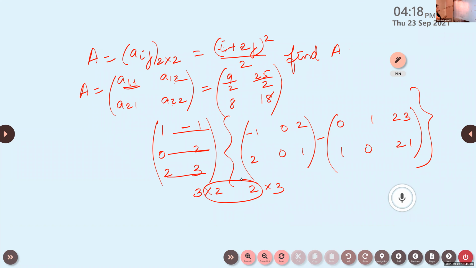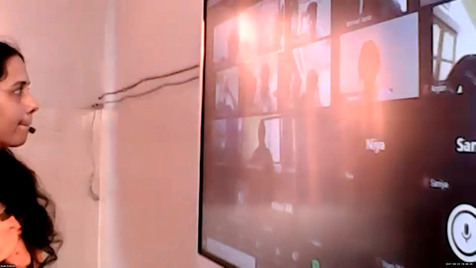Note, we are not writing steps and steps, but you have to think it and you have to do. Here it's a 3 by 2 matrix and the other is a 2 by 3 matrix. So when you multiply it, it will be a 3 by 3 matrix. You clear, children? Okay, so the next one.